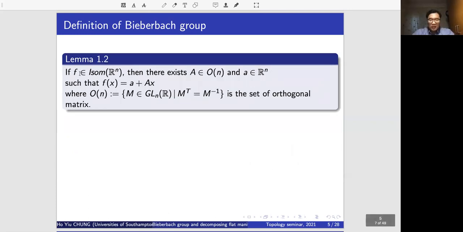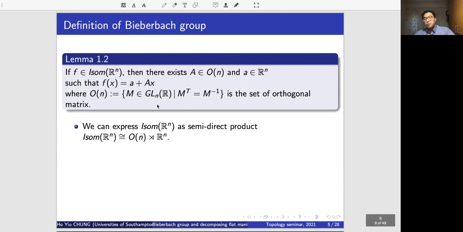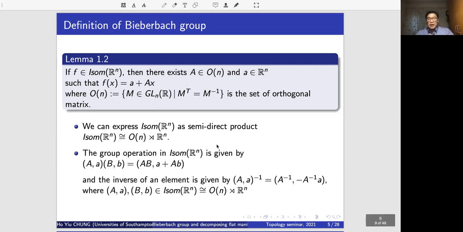There is an easy lemma: if F is an isometry of R^n, then there exists a matrix A from the orthogonal group and an element a inside R^n such that the map is just multiplication by the orthogonal matrix plus the element of R^n. Therefore, we can express the group of all isometries as a semi-direct product of the orthogonal group O(n) and the R^n space. The group operation follows from this lemma, and the inverse is given by this formula.